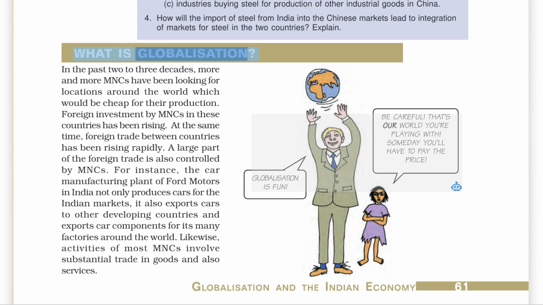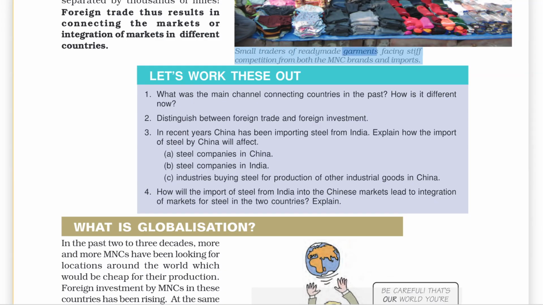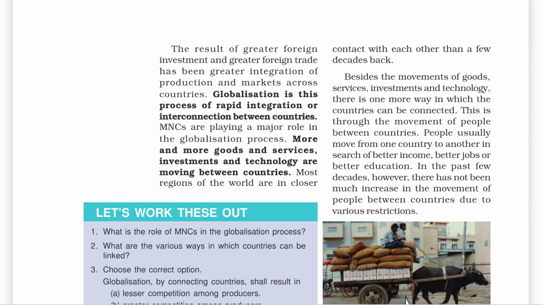What is globalization? Small traders of ready-made garments facing stiff competition from both the MNC brands and imports.